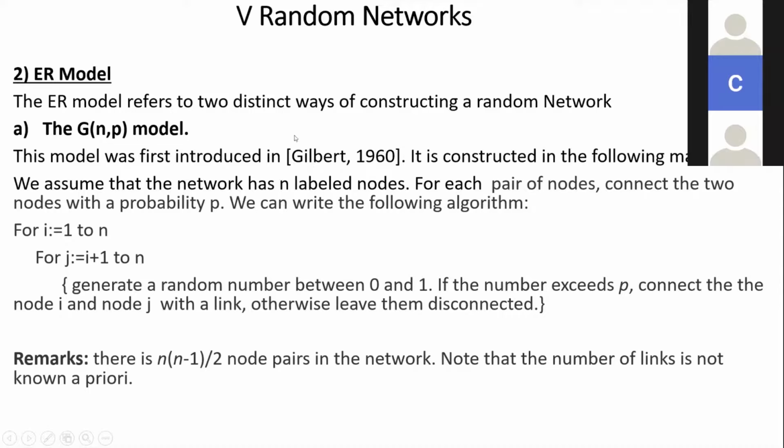So how do we construct this network? You have n nodes, and then you go through all the couples of nodes in the network, and you make an edge between node i and node j with a probability p. So this is the algorithm to generate an Erdos-Renyi G(n,p) network.